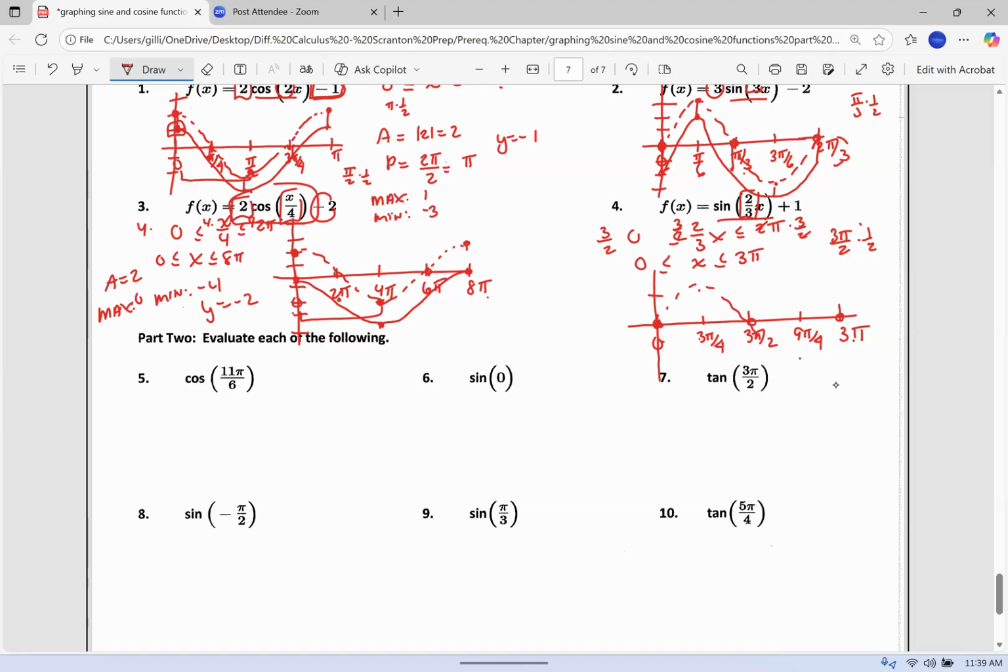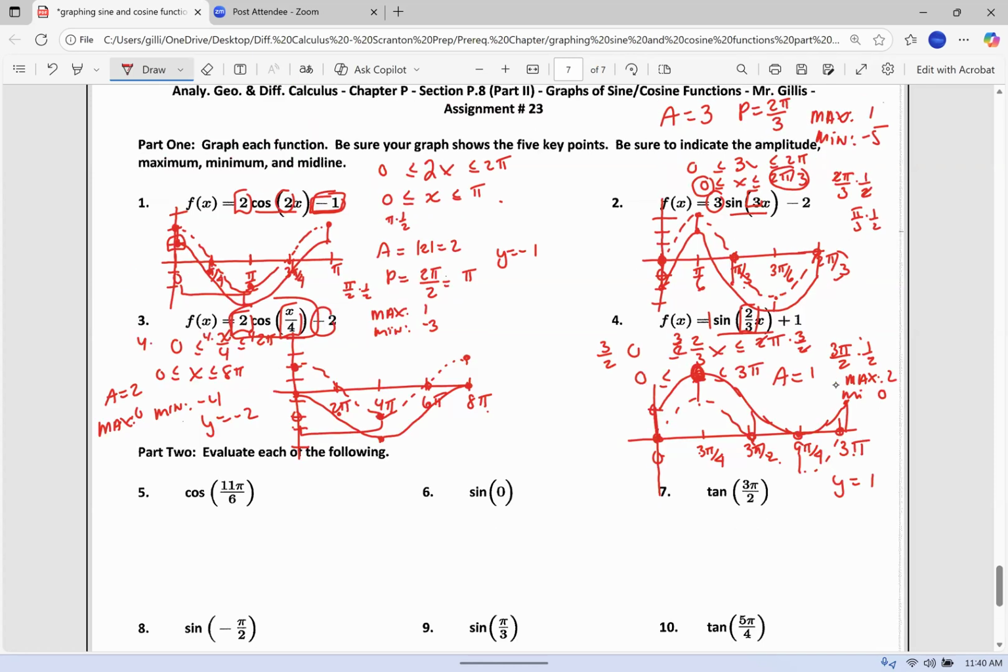I'm going to dot that in, and then I'm going to raise everything up this time by 1 unit. And man, you think I would have really done a lot better in planning the space there. The amplitude is 1. The maximum is the highest y value, which is 2. That's up here at 2. The minimum is down here at 0. And the midline is y equals 1. And I'm not sure if I said up here that the midline is y equals -2.